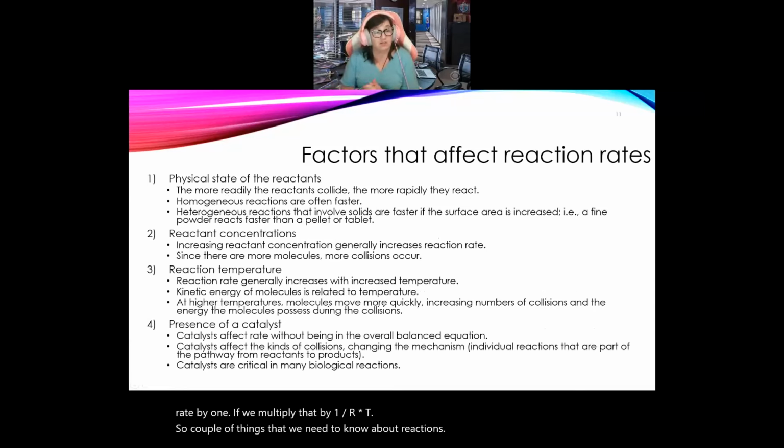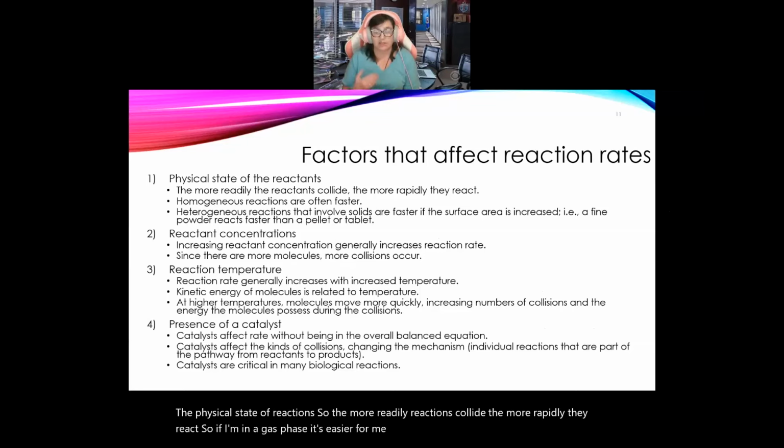We need to know the physical state of the reactants. The more readily the reactants collide, the more rapidly they react. So if I'm in a gas phase, it's easier for me to react than if I'm in the liquid phase or the solid phase. And it's gas, liquid, solid, of course.